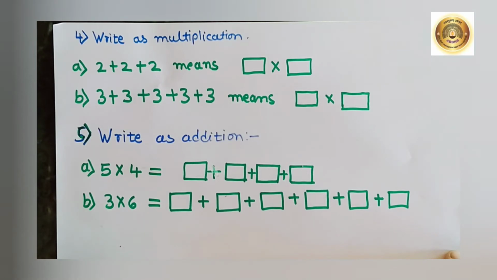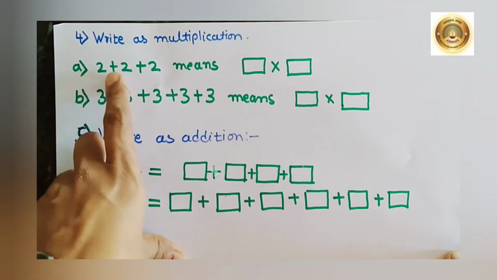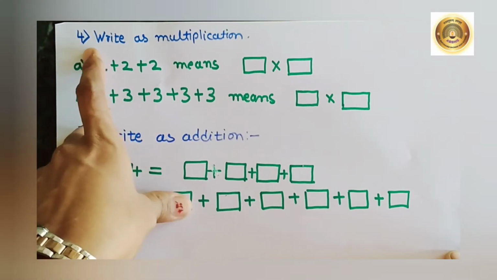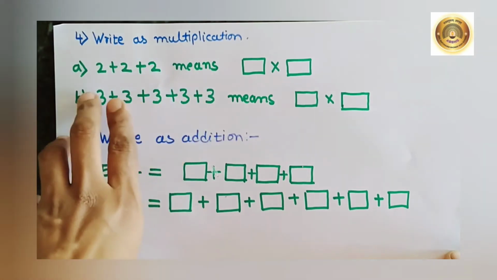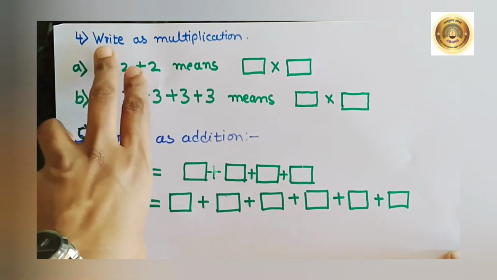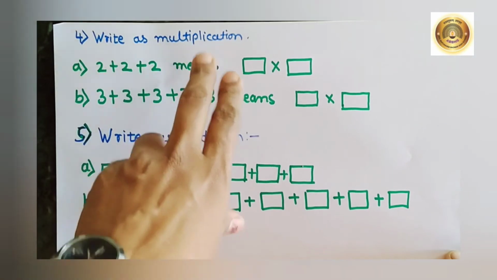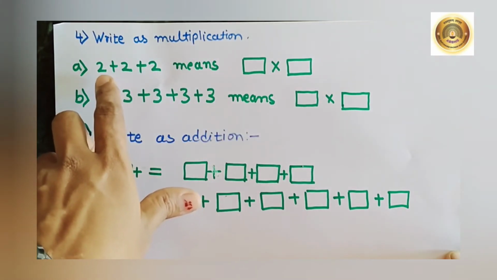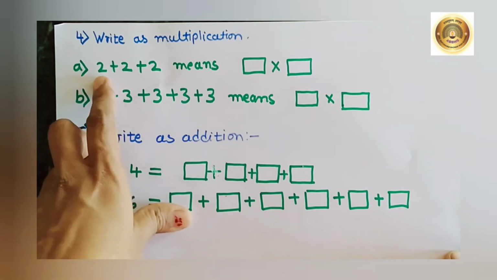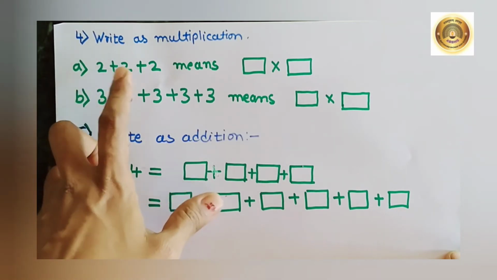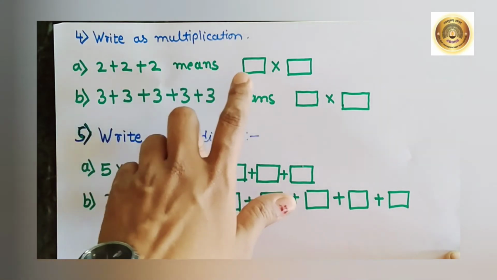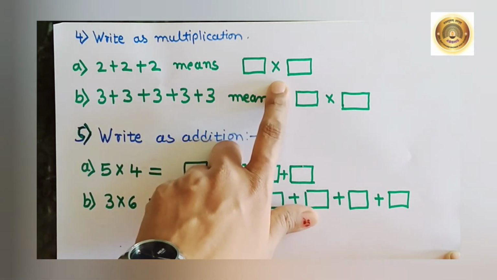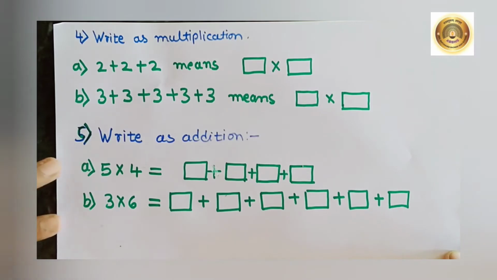As we have learned that multiplication means repeated addition, instead of adding the same number again and again, we can use multiplication. Here is the exercise related to multiplication. Here they gave you to write as multiplication. Means here you can see they have given us repeated addition numbers that you have to convert into multiplication form. Let us do, children.